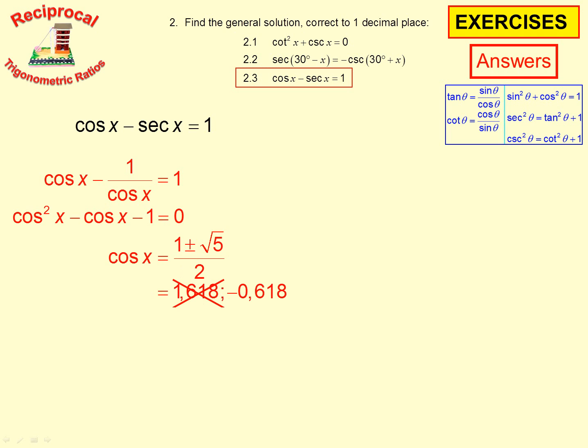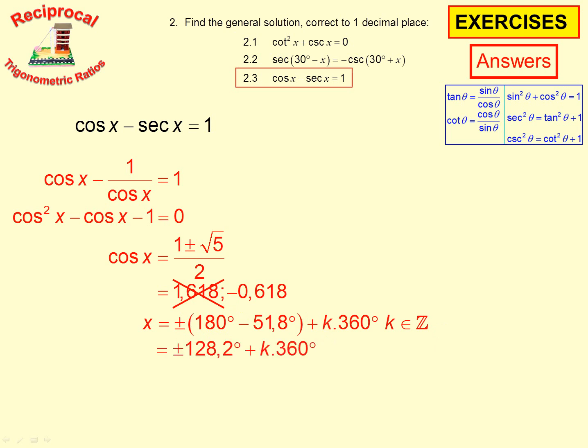Now cos is an interesting one. As with tan, where you can do just a single quadrant with plus k180, with cos we can do 2 quadrants, or we can do 1 quadrant with a plus or minus on the angle. And this is what I've done here. Cos x equals plus or minus, where's cos negative, second quadrant, 180 minus 51.8 degrees, plus k360, k element of Z. If you take the negative of that, you'll see it'll actually give you a third quadrant angle where cos is also negative. Simplifying, there's our answer.